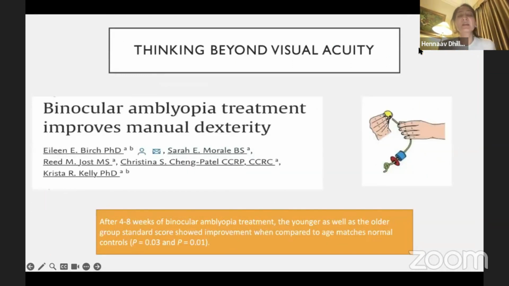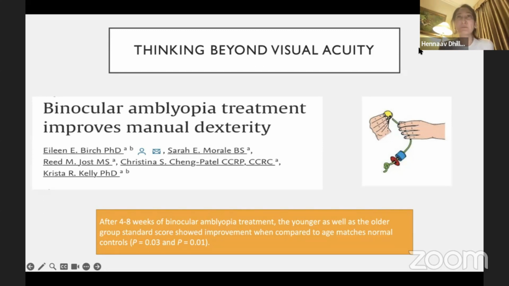So we need to also start thinking beyond visual acuity and beyond stereo acuity. In smaller children, younger children, we do need to focus on a holistic improvement in behavior, including visual behavior, which includes motor functions, fine motor skills, including manual dexterity. Very recently published in February 2023, we have this study that was published in JPOS by Birch et al. Saying that binocular amblyopia treatment does improve manual dexterity skills in children, such as playing blocks, threading beads into a needle, or threading beads into a necklace.